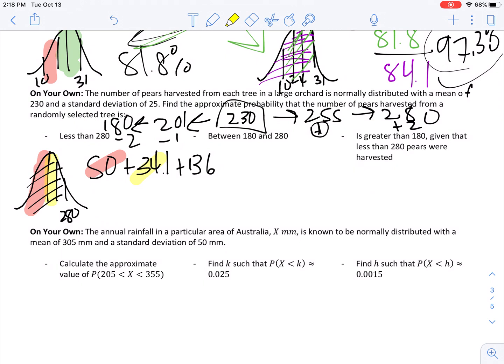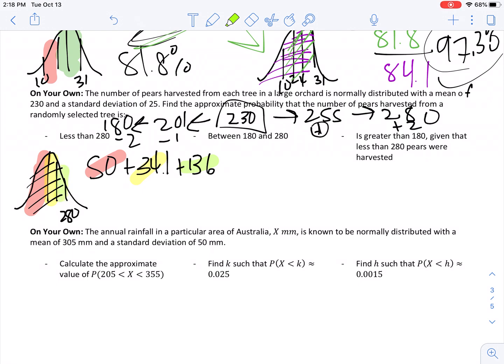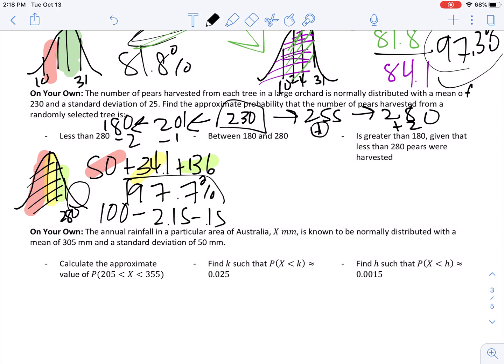34.1% is that little sliver. And the last one is 13. That's that last little part. Okay, I have to add up all of those areas to get the total, which is going to be 97.7%. Did anybody see another way that I could have done it? I could have also done 100% minus that area right there, which would be 2.15 minus 0.15, and you get the same answer. So if you see it the subtraction way, go ahead and do it.